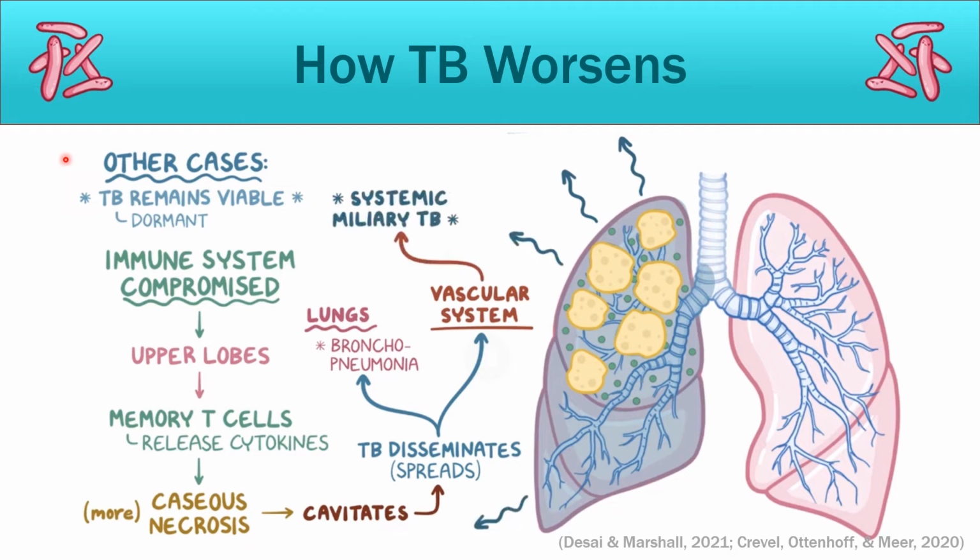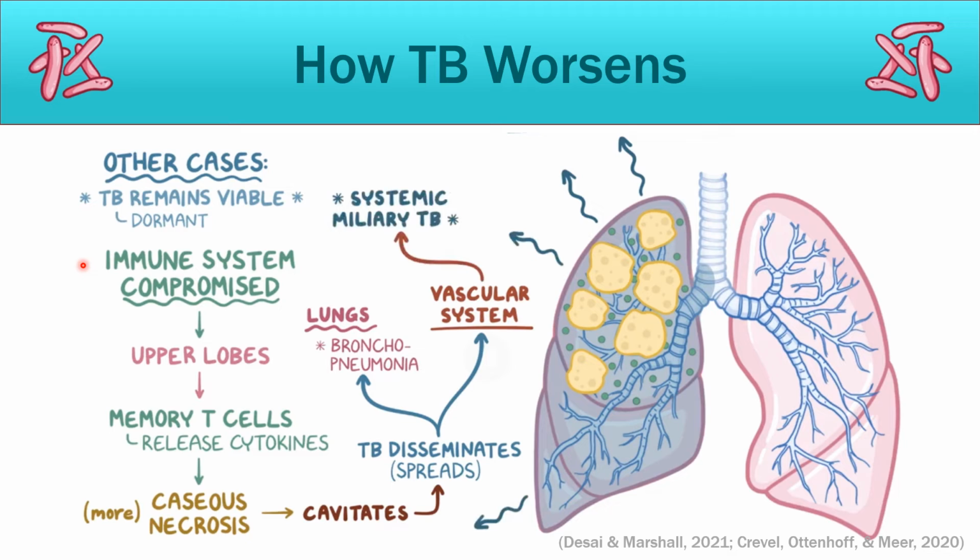In other cases, what could happen is when the bacteria becomes walled off, it can remain viable, and that means it's still alive. It's just in a dormant state. That means it can't spread the infection now, but it has the ability to spread the infection in the future if triggered. Now, this trigger can be something such as the immune system becoming compromised in some way.